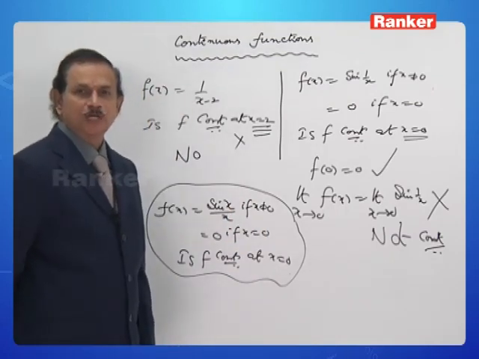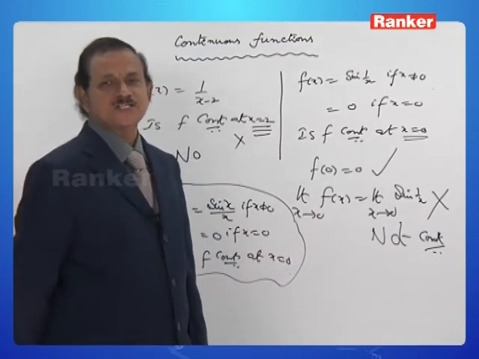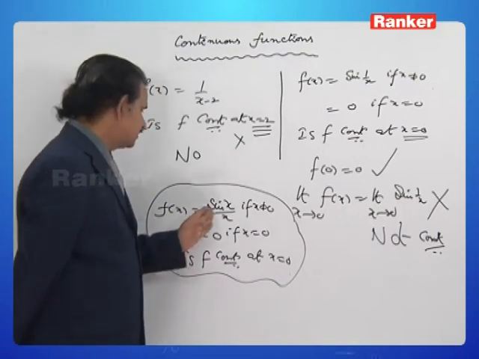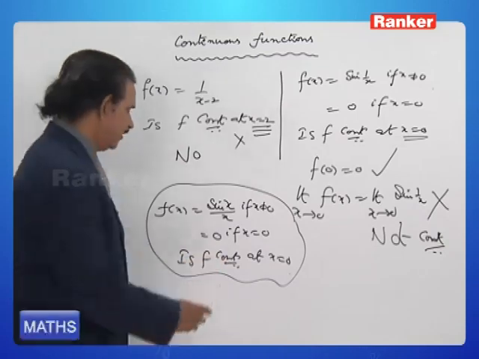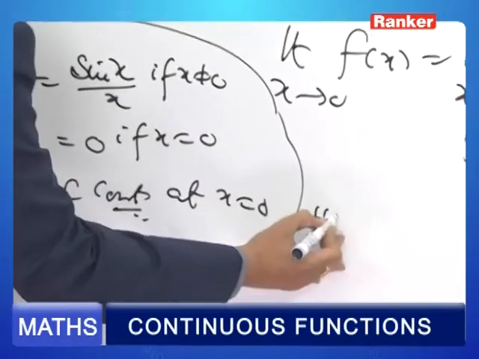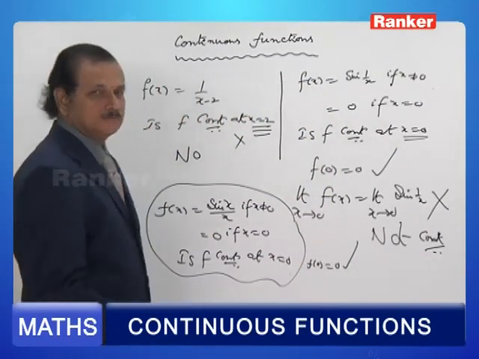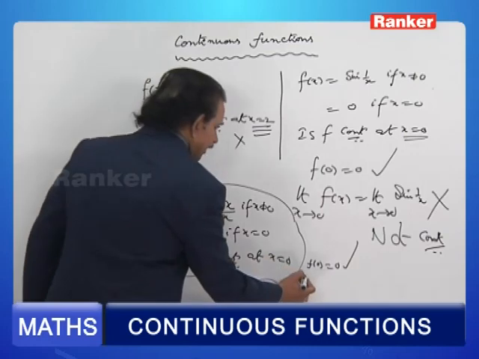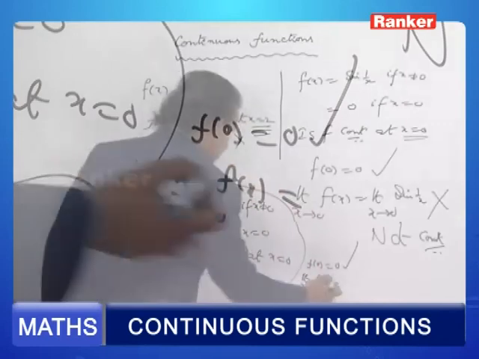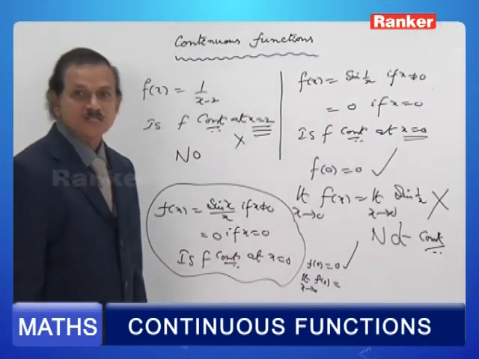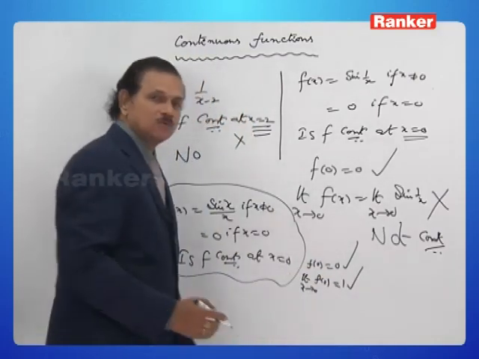f(0) is 0. What is the second condition? The limit as x tends to 0 of f(x). The limit as x tends to 0 of sin(x)/x is 1. Oh, happy, it is defined. For this one, f(0) = 0 is defined, so the first condition is verified. The second one, the limit as x tends to 0 of f(x). What is f(x) actually? sin(x)/x. As x tends to 0, its limit is 1. So it is 1. The second condition is also okay.